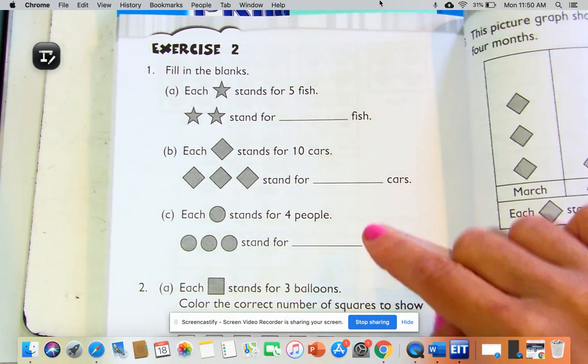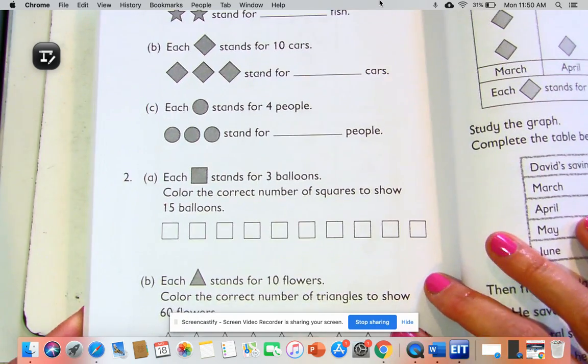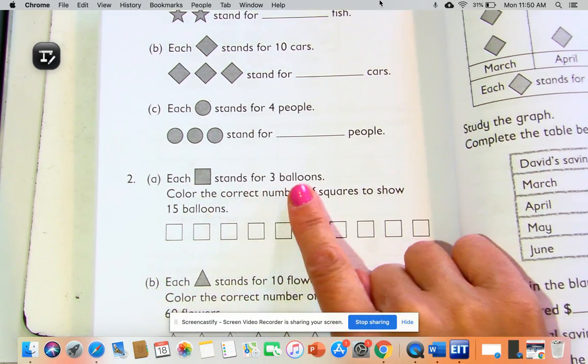All right. Let's get down to this one, number 2. Let's see, each square stands for 3 balloons.